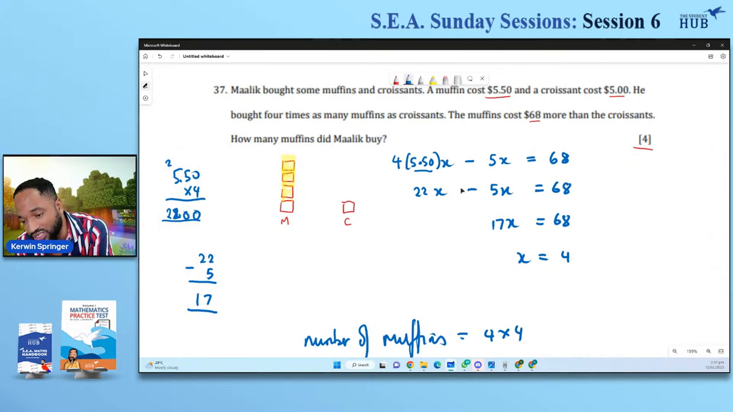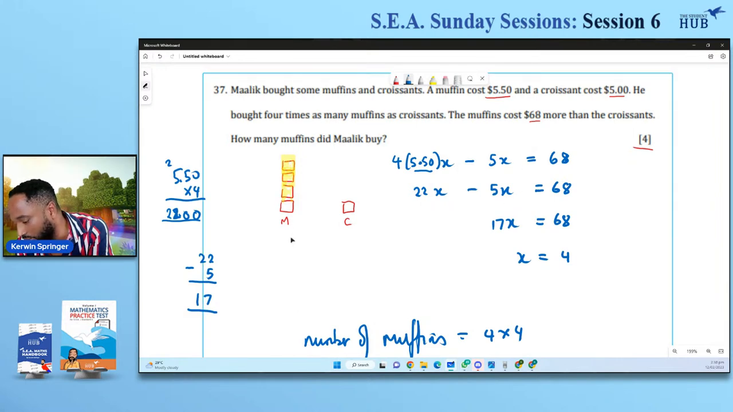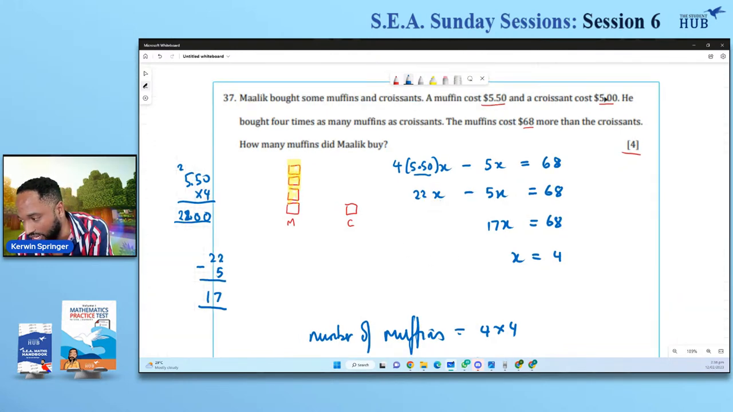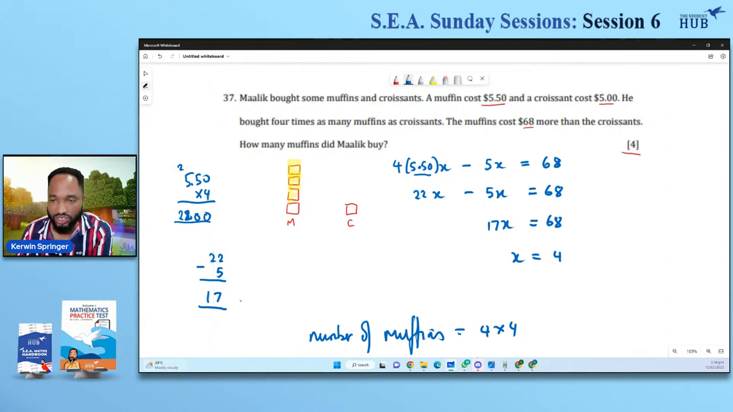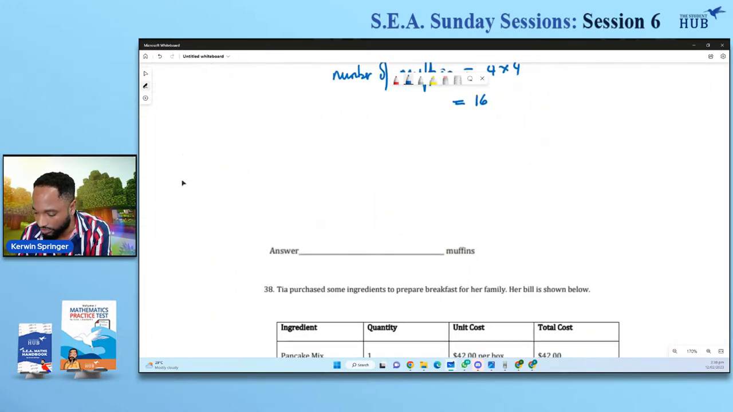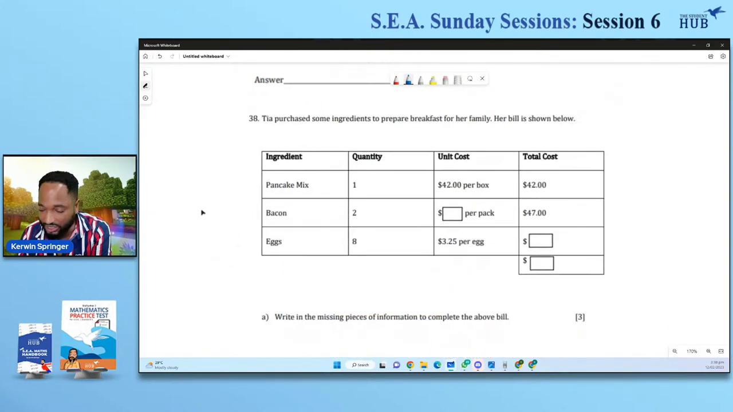But you're not supposed to use the algebra method. You're supposed to use a box method or a fraction method to solve this. So it's a really rough question when they tie in money like this into unequal sharing. I need to figure out a way to get you to know how to remove that excess. I'll come back to this question. But that's the answer, 16 muffins.